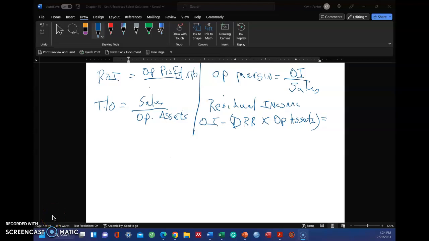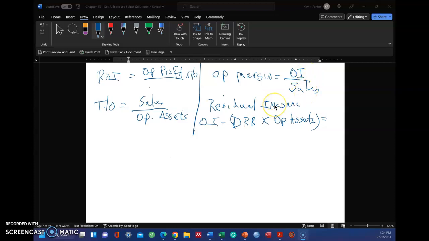This video is on exercise 15-16A. There are a couple of ratios, actually more than a couple of ratios, that you need to know for this problem. Return on equity investment is operating profit times turnover. Turnover is sales divided by operating assets. Operating margin is operating income divided by sales.